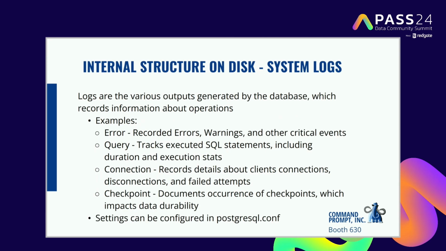We have our system logs. So we'll just go over this briefly. There are logs that get generated about all the changes in there. Some of the most important ones are probably the error logs, right? So these are recorded errors, warnings, and other critical events. But it also can track the queries that are performed. And then it can record connection information: connects, disconnects, attempted connects. And then checkpoints. When the checkpoints occur, it'll record details about that. And lots of these settings can be configured, again, in postgresql.conf.